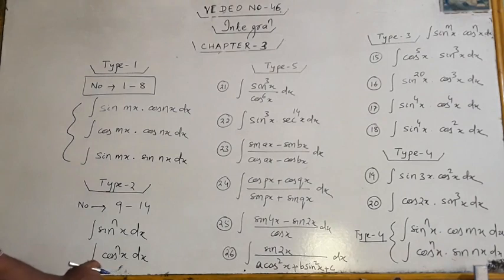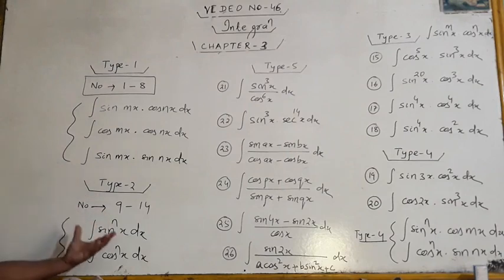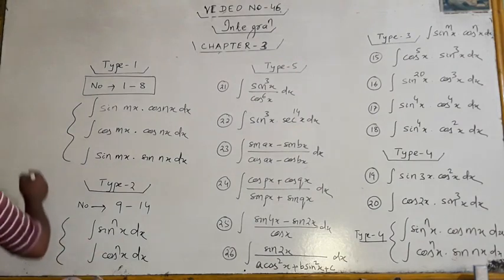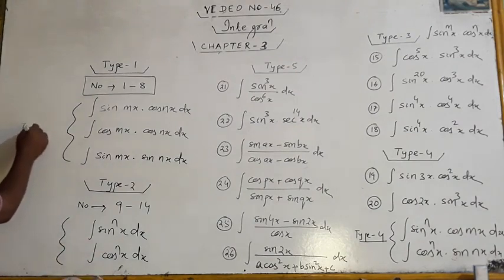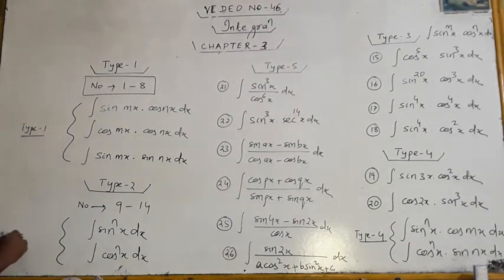Next, in type 2, I have taught you sin power n or cos power n. In there, either you have to convert power to angle or break the order. It is type 1 and it is type 2.